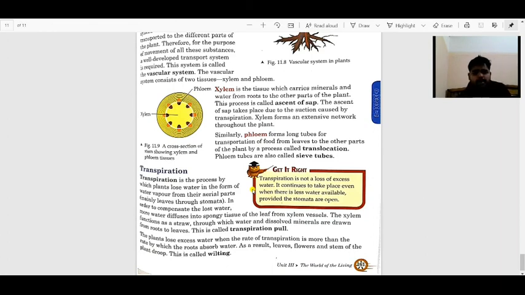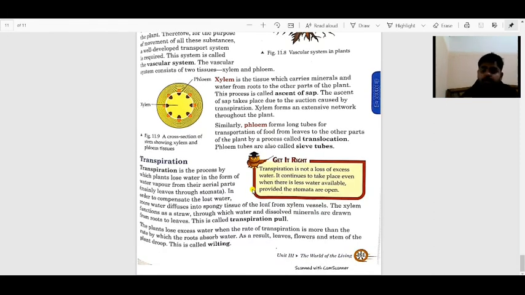Now there are two conditions, right? Because of transpiration a lot of loss is happening, but one more thing is there, called wilting. Wilting is when the flowers and stems of the leaves droop. If plants lose too much water, this condition occurs, right? And we'll discuss anything else in the class. So this is it for this chapter. Thank you guys.